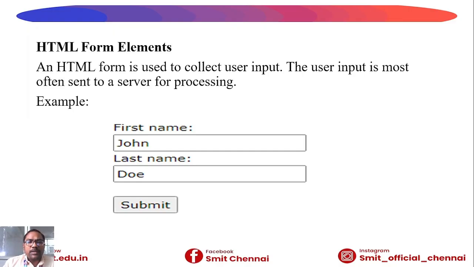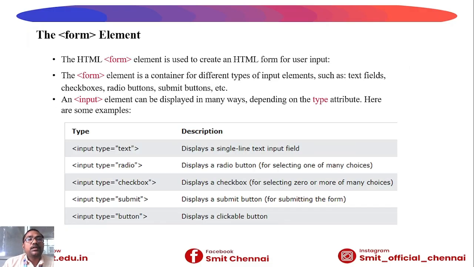Now you can look into the particular screenshot. There are two text fields, that is the first name and the last name, and we have a submit button. So this is a simple form. We can design the form using the HTML form elements. First HTML form element is the form element, which is used to create an HTML form for the user's input.